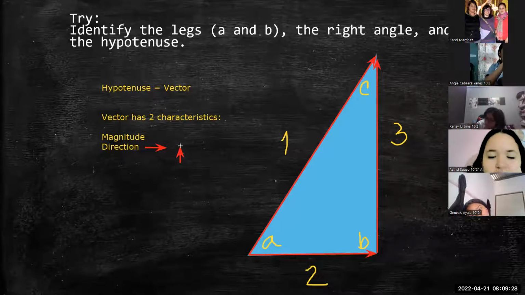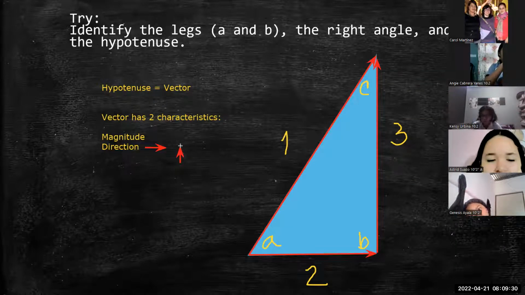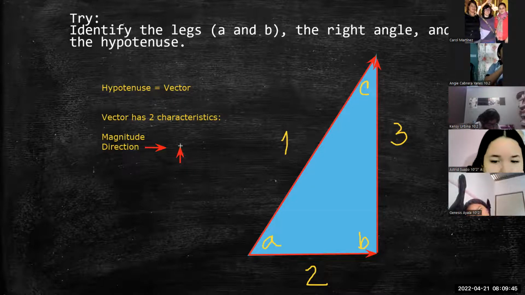Sometimes directions are going to be like this, and some other times this direction is going to be a simple angle. Okay? So, a vector has two characteristics. Magnitude, that is the size, how large the vector is, and direction, that indicates where the hypotenuse is going.